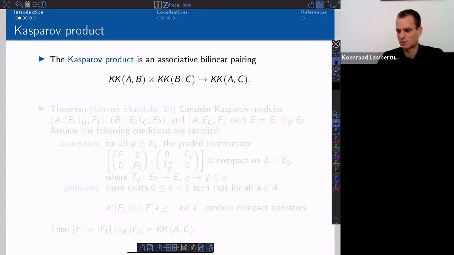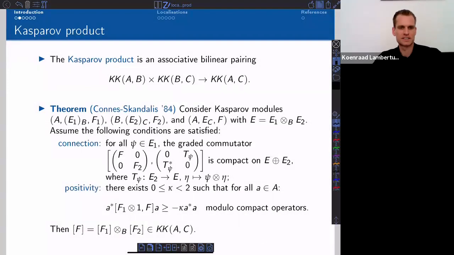In particular, it's associative, which is a very important property. And it's also functorial in more or less every way you can think of. So it's contravariant in A, it's covariant in C, and it has many nice functorial properties. So what Kasparov did, Kasparov proved the existence of this pairing, but it doesn't mean it's always necessarily easy to construct this Kasparov product. So a very important step in this direction is the theorem by Cuntz and Skandalis.